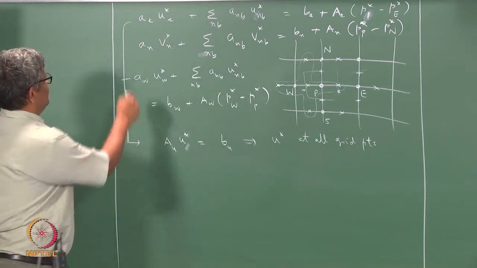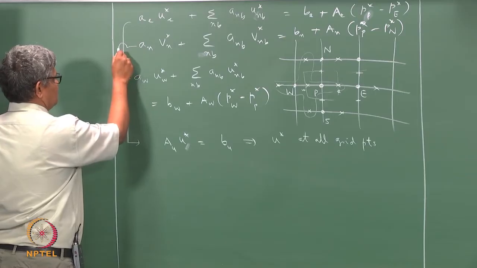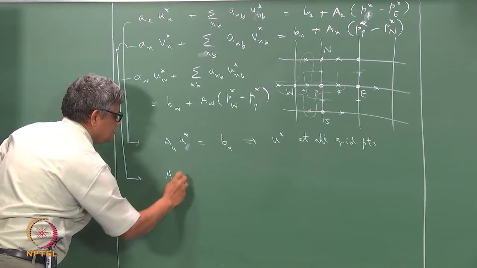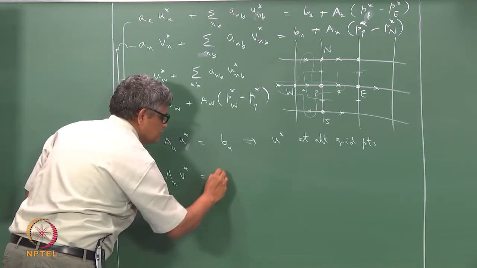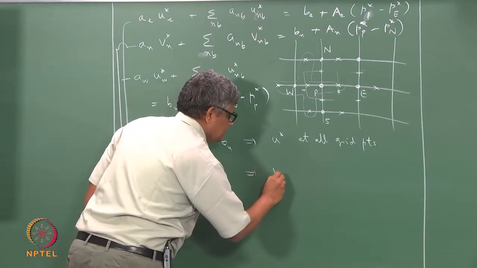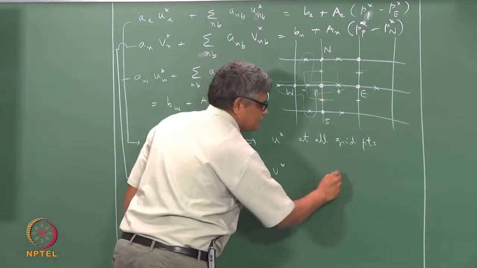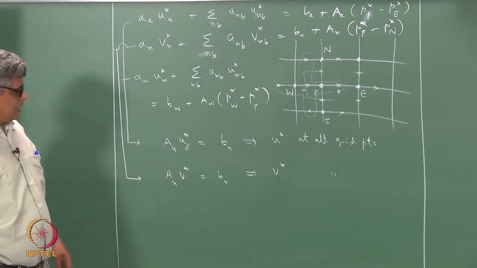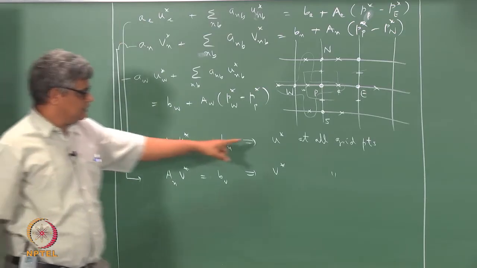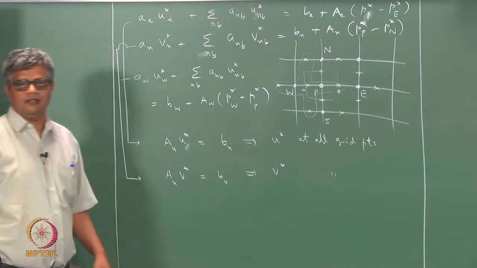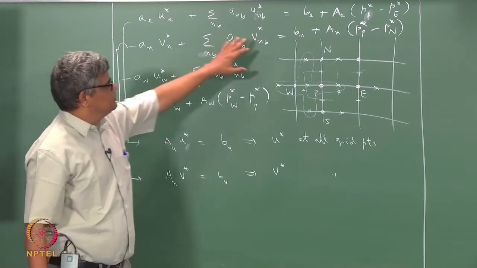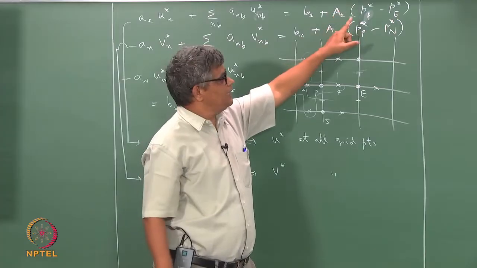And similarly, we can take this one and convert this into A_n v star equal to b v, and solving this will give us v star at all grid points at which v is defined. So, solution of these equations will give us the u velocity field and v velocity field. The only problem is that in order to find this u and v, we need to know p. We need to know p at every point.